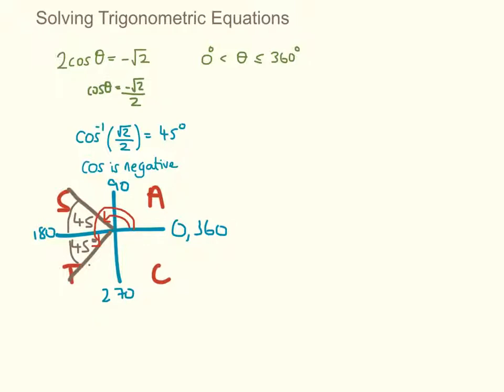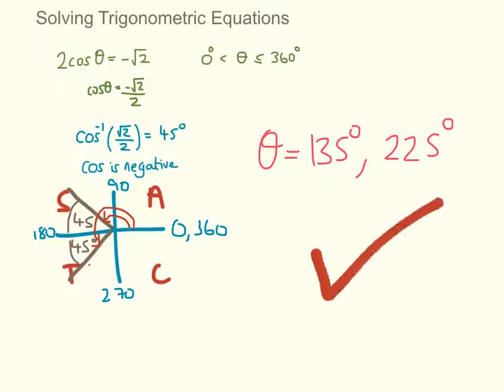So the first one, that angle there, is just going to be 180 take away 45. So one answer is going to be theta equals 135 degrees. And then if we spin around again, we'd have 180 add 45, so the other answer is going to be 225 degrees. Have a quick check that those two answers lie in that range, and they do, so therefore that's correct.